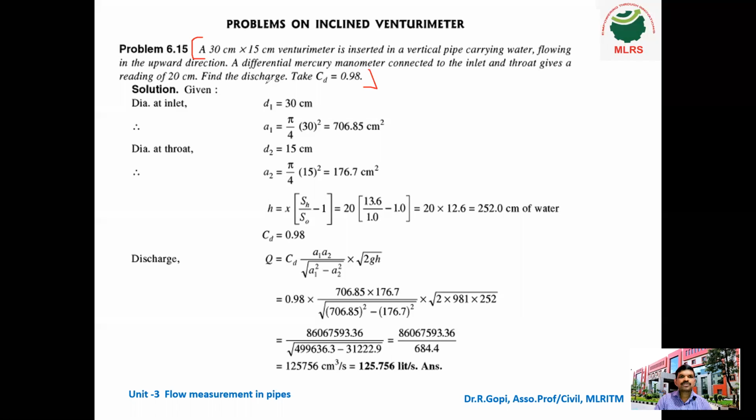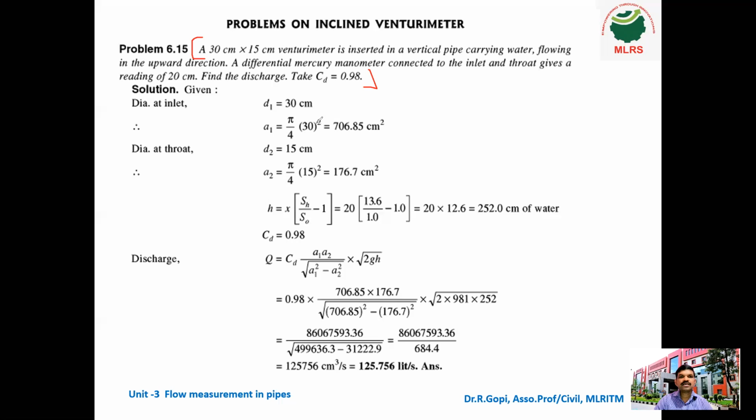Please read the question once again. The Venturi meter size is 30 centimeter into 15 centimeter, inserted in a vertical pipe carrying water. The fluid is water, flowing in the upward direction. In the previous section, water was flowing in the horizontal direction; now water is flowing in the upward direction. The differential mercury manometer is connected to the inlet and the throat, and the reading means the difference in the mercury level is 20 centimeter.